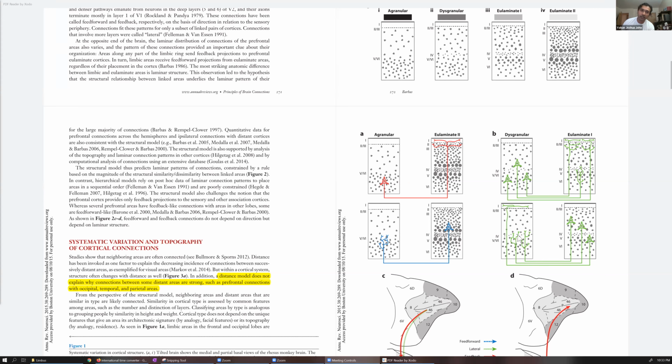The supragranular to infragranular projection, roughly, is the feed forward projection. V1 to V2 works like that. That's the most strikingly exaggerated version of this. And going back from a less eulaminate to a more eulaminate area is infragranular, below the granular layer, to supragranular, which means above the granular layer. So that's called a feedback connection.